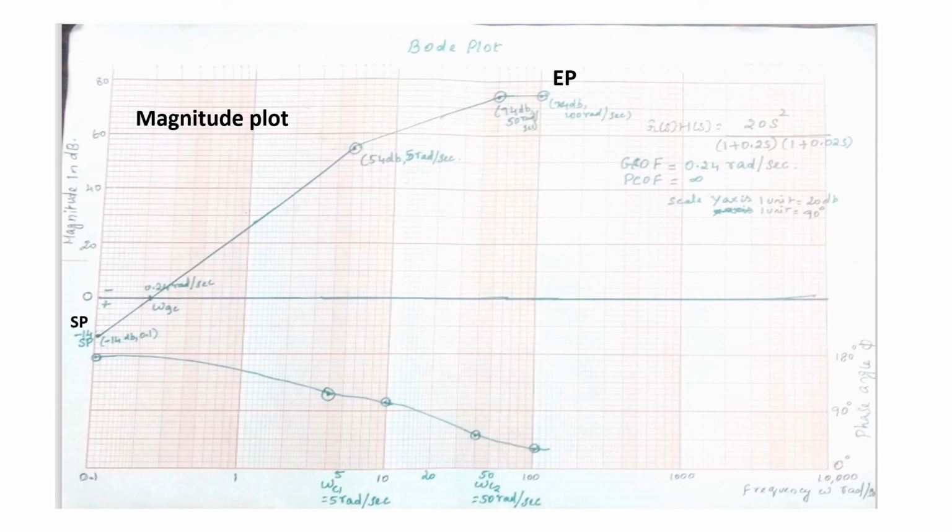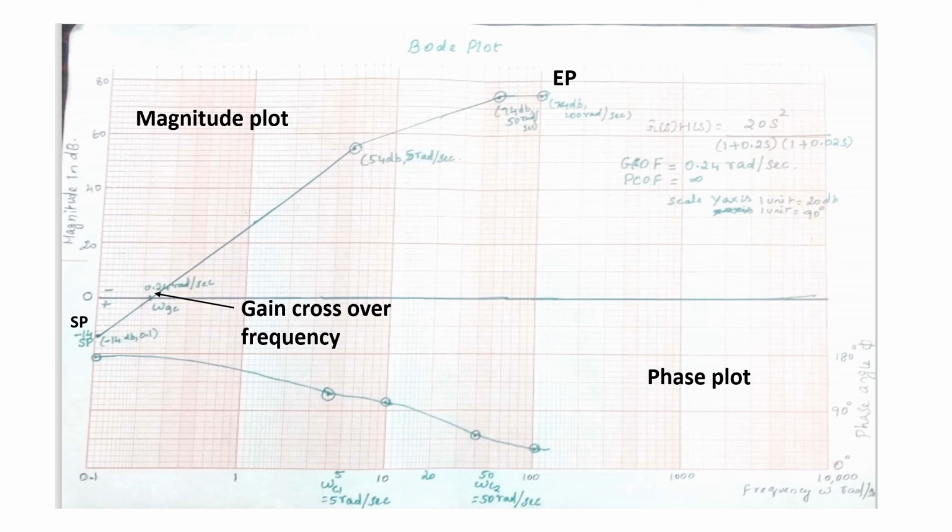Now we have drawn this magnitude plot. After that we have calculated the gain crossover frequency. Here is a representation of the gain crossover frequency. The gain crossover frequency for this problem is 0.24 radians per second. The gain crossover frequency is the frequency where the magnitude plot intersects the 0 dB line. Here the magnitude plot intersects at 0.24 radians per second. So that 0.24 radians per second is the gain crossover frequency for this problem.